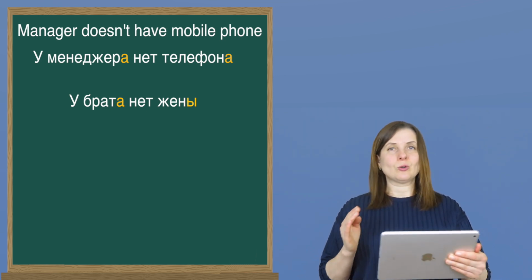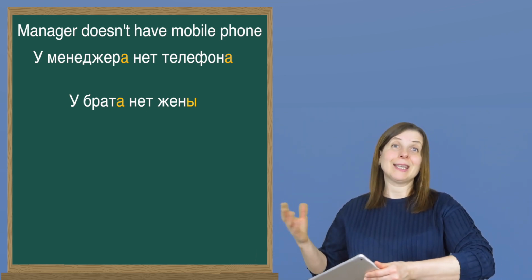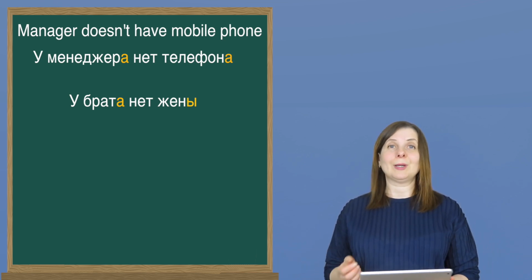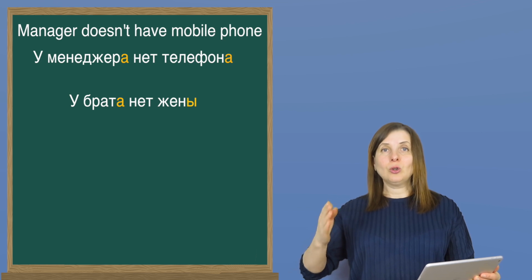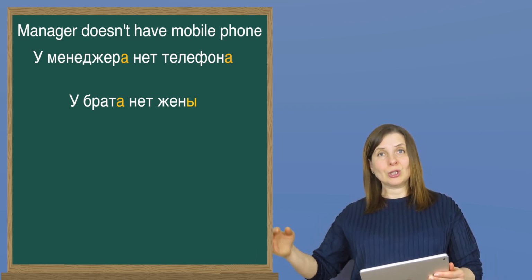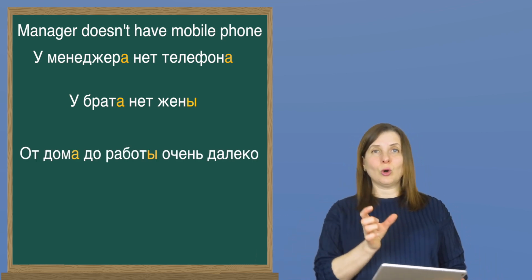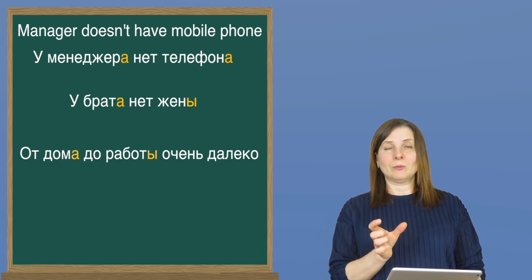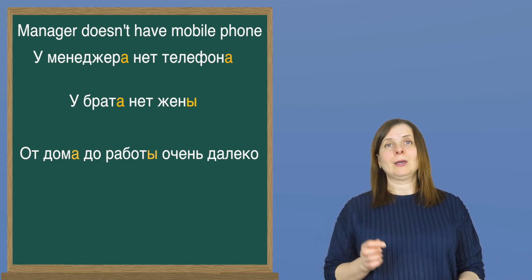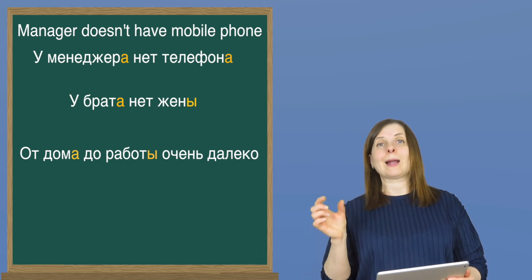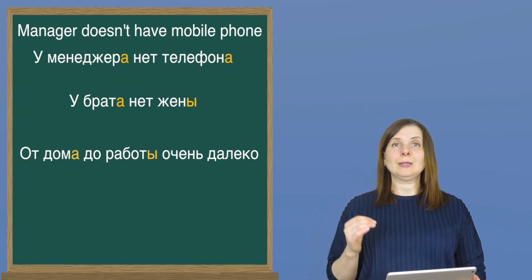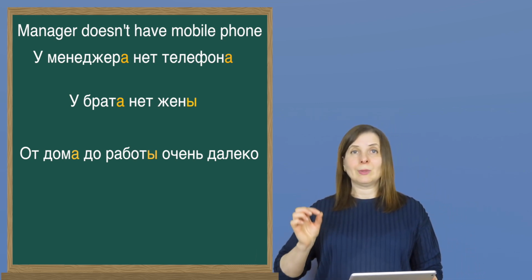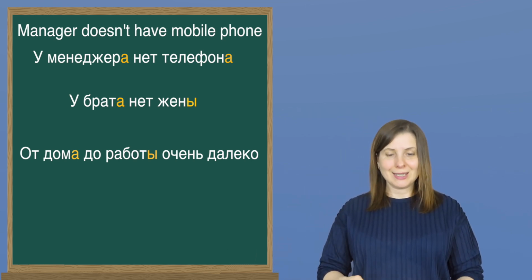From house to work, very far. Well, in English we say it's very far from house to work, but in Russian от дома до работы очень далеко, very far. So дом, genitive дома, that's why от дома. До, to, работа, genitive работы. That's why we have от дома до работы. От дома до работы очень далеко.